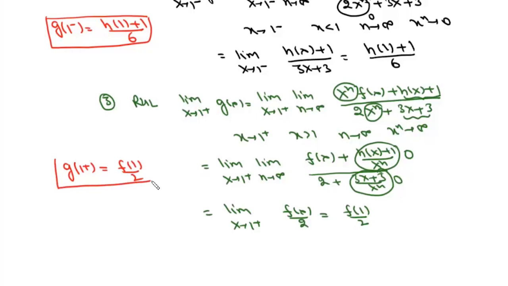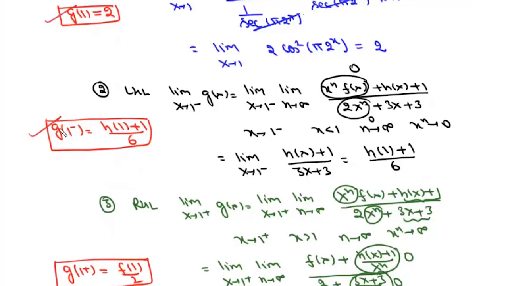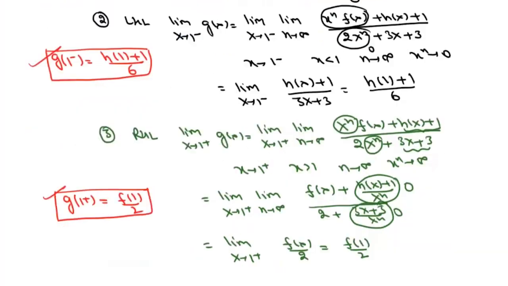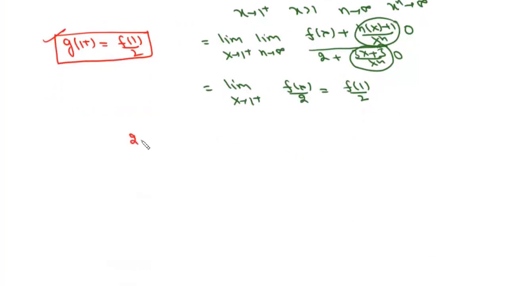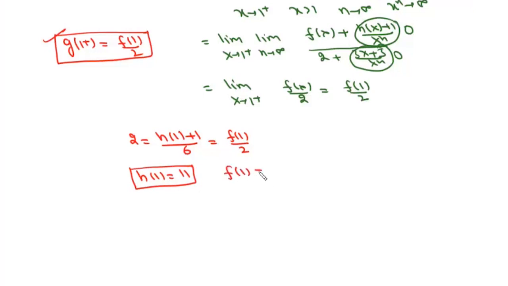Now once we have function value, left hand limit and right hand limit, then for the condition of continuity, we know that all the three must be equal. So if we equate them, then we can write 2 equals h1 plus 1 by 6 and it is equal to f1 by 2. So from here, we'll get h1 is 11 and f1 is 4. So now we have the value of g1, h1 and f1.